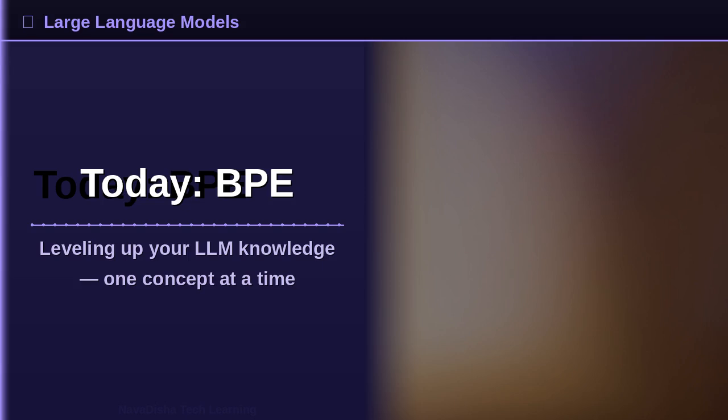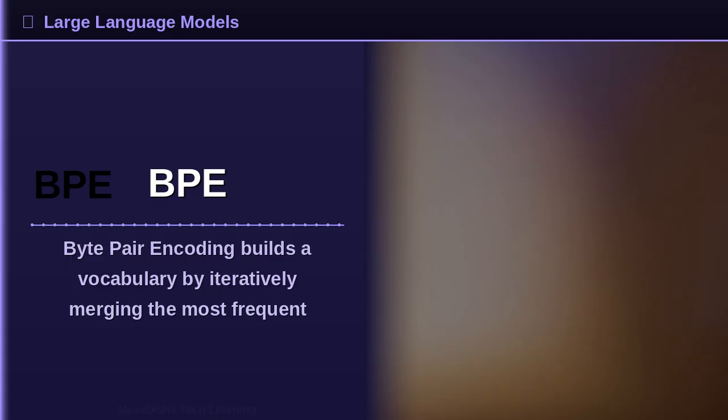Today we are breaking down BPE, an essential LLM concept. So, what is BPE? Byte Pair Encoding builds a vocabulary by iteratively merging the most frequent character pairs. This is one of the core ideas in LLM that every developer should know.